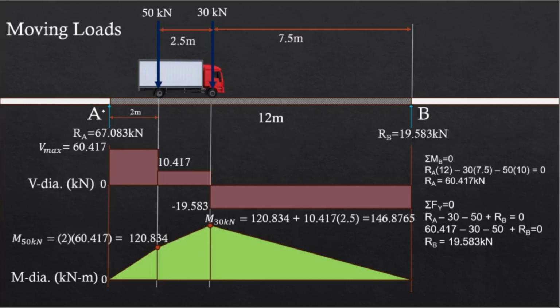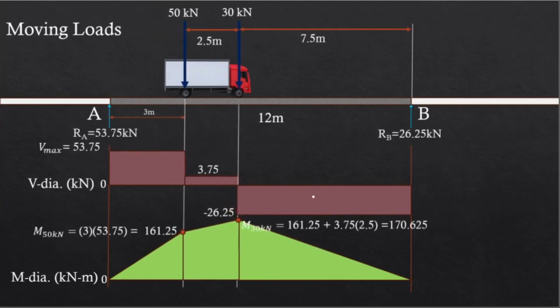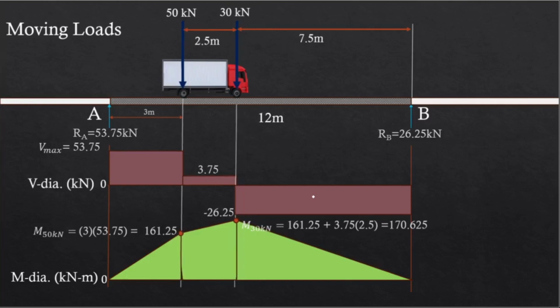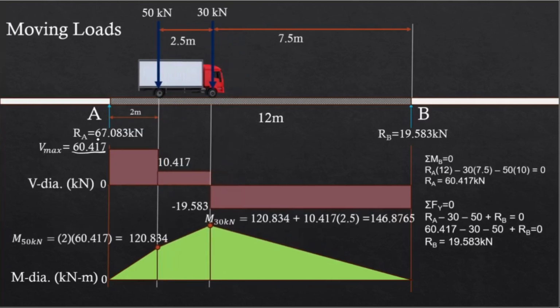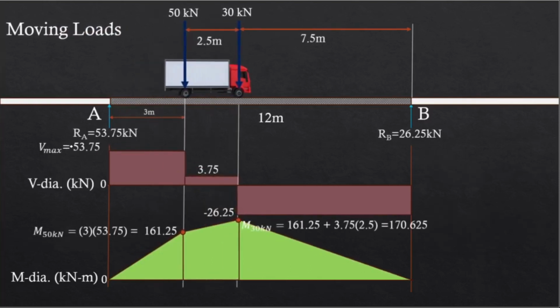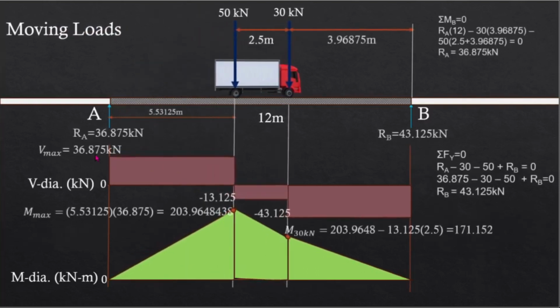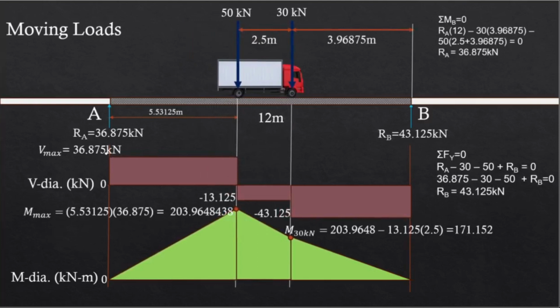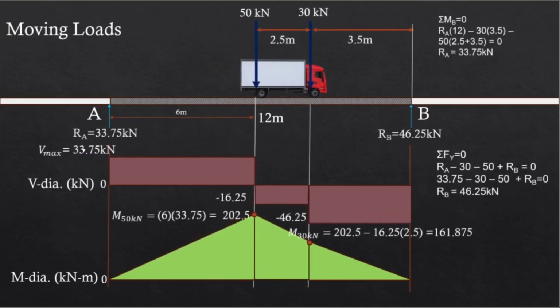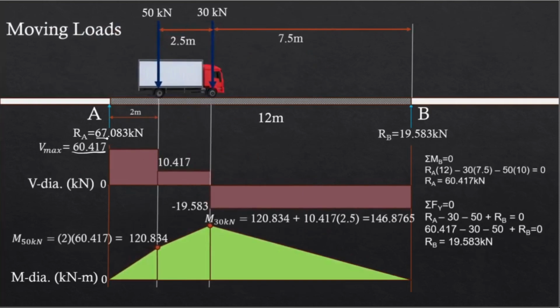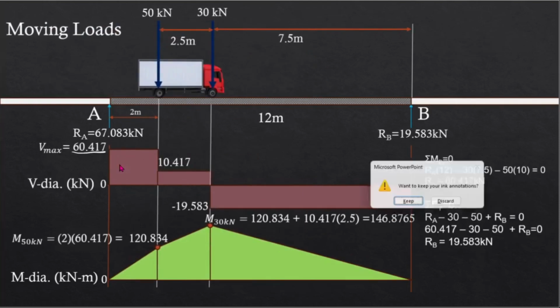And so again, what if I move this further? This is what happens. The moment is still going to increase. However, as you can notice, the maximum shear has constantly decreased. If you look at the previous one, we have 53.75, and then here we only have 36.875. And then for this configuration, we have 33.75. By the way, this is 60.417. Let me just change it.